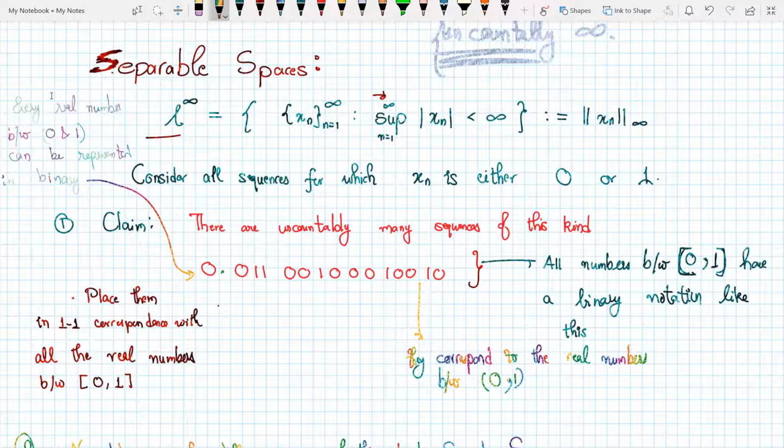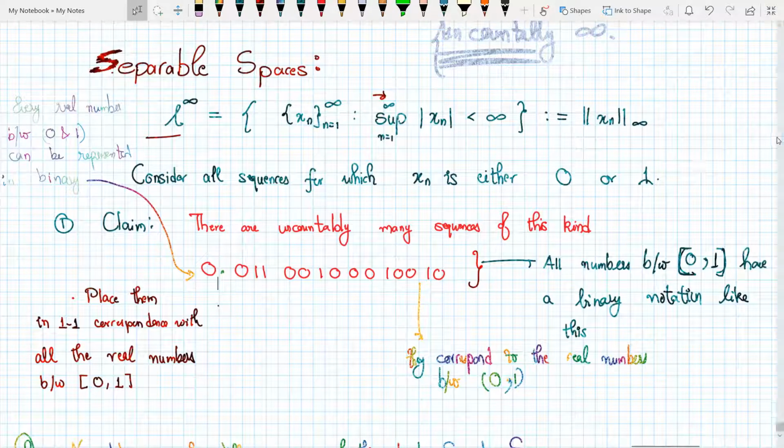So the number of real numbers between 0 and 1 is uncountably infinite, and that is why I can say that sequences of the form 0 and 1 are uncountable. There's a total uncountable number of elements in such kinds of sequences. I hope I made the point clear.